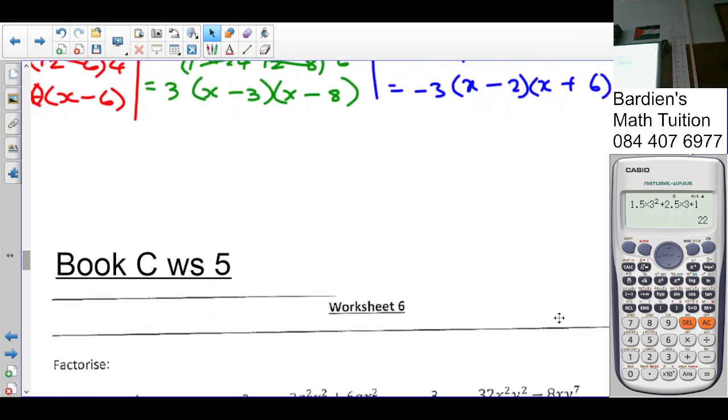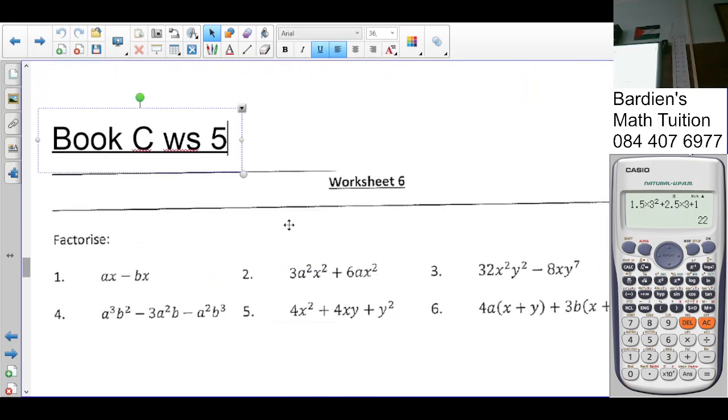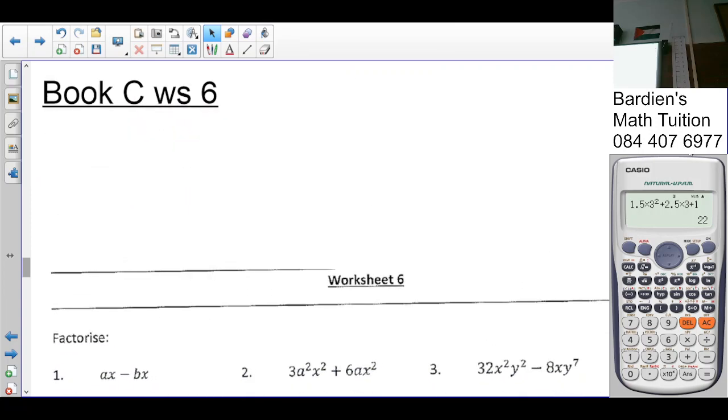Now we're on worksheet, book C, worksheet 6. Look at the first one. We've got ax minus bx. What can be done here? Common factor of x. What are we left with?